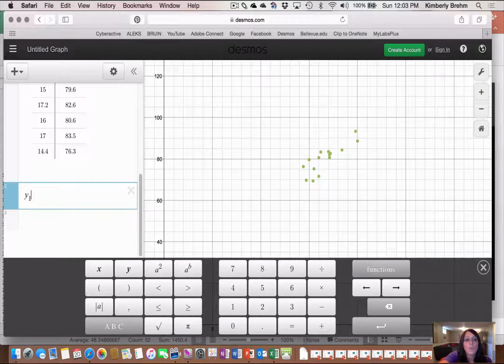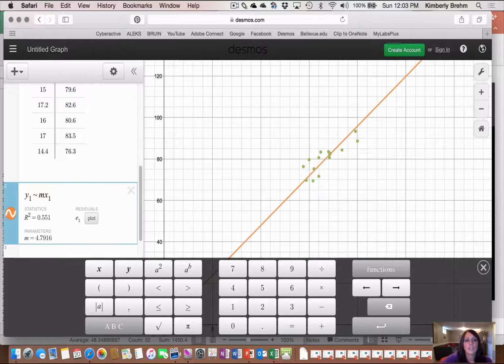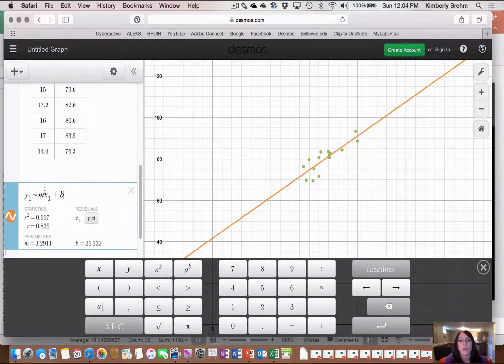So y1, notice the 1 automatically went as a subscript, and then I'm going to use, mine is above my tab key, that little squiggle line, and that's going to tell Desmos that I want it to calculate the regression line. And then m for slope, and then x1, and then plus b. So there's my y equals mx plus b. Notice it's now created my trend line for me.